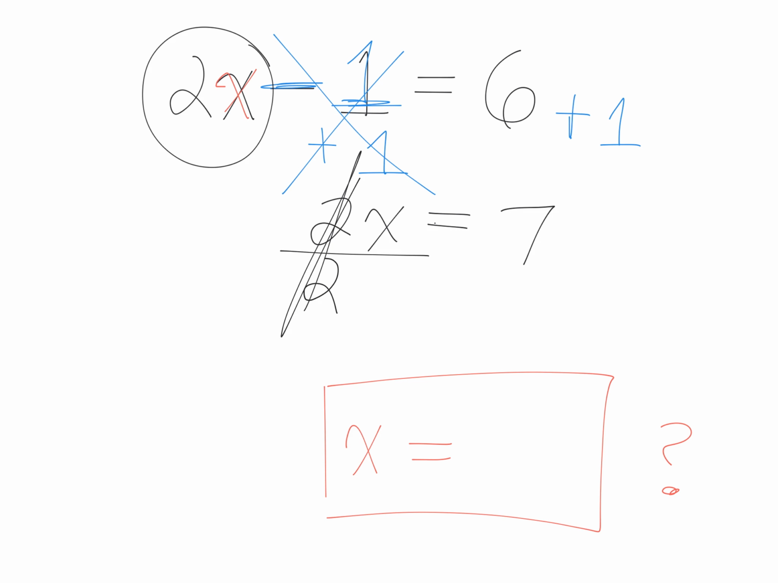If I divide the left side by 2, what do I have to do on the right side? Divide by 2. Okay, who can tell me what is 7 divided by 2? So x is equal to 3.5.